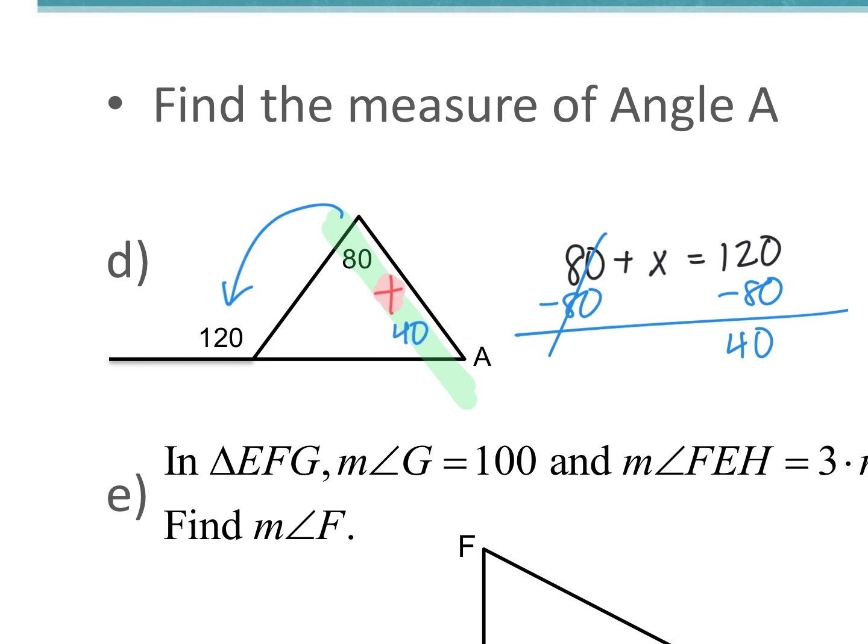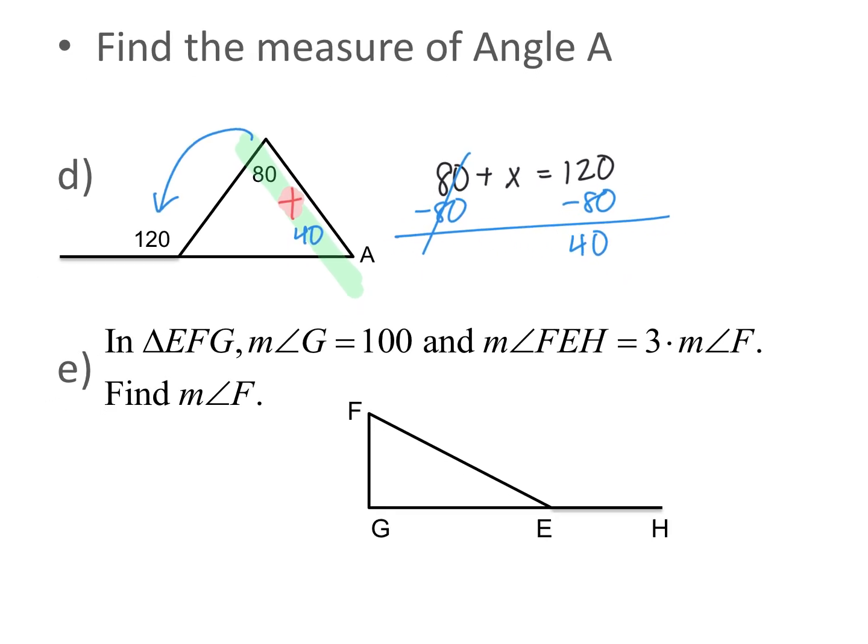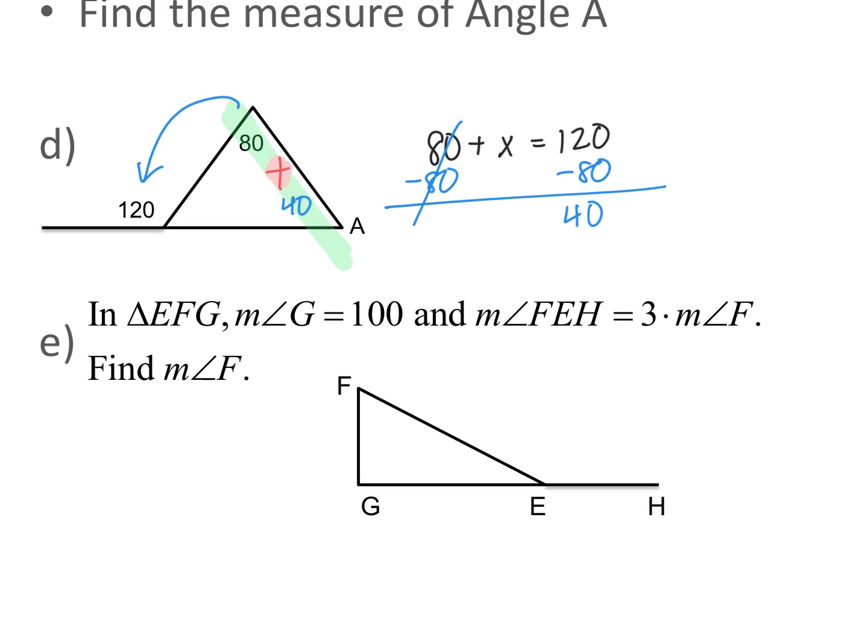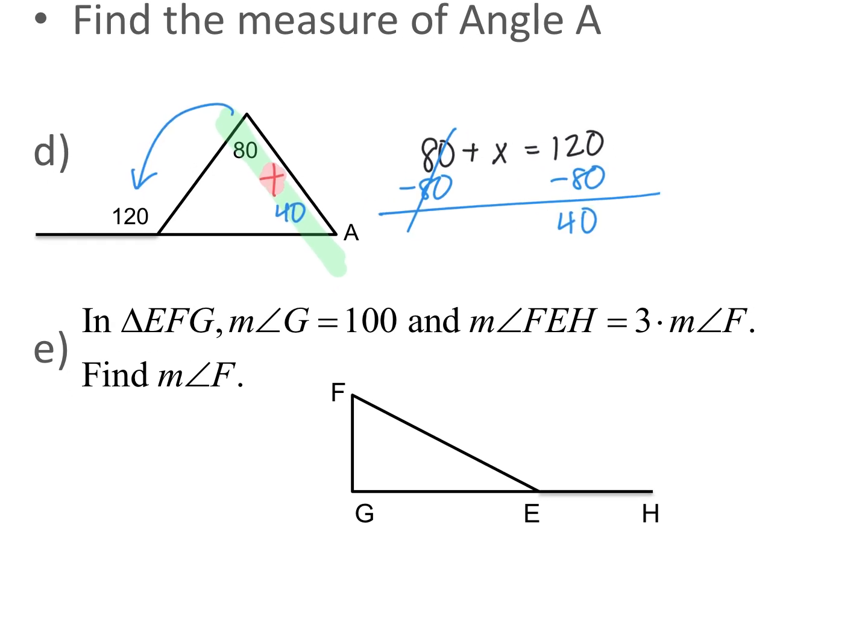All right, go ahead and do letter E. Label and then find what you're missing. Keep in mind when they're saying the measure of angle FEH, it's the measure of this angle right here. Why does it say 3 times the measure of angle F? So that's information you need to write down. Read it and think about it before you say you don't get this. Read it, think about it, label, figure out the information you need, and then try to solve it. I'll give you a couple minutes.